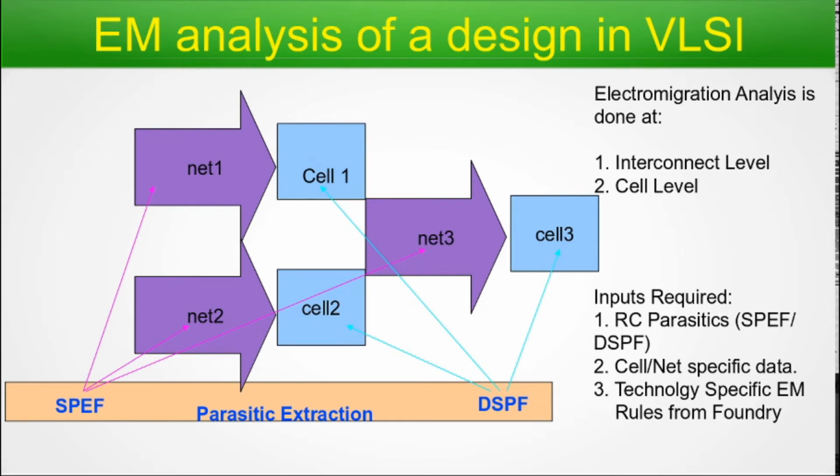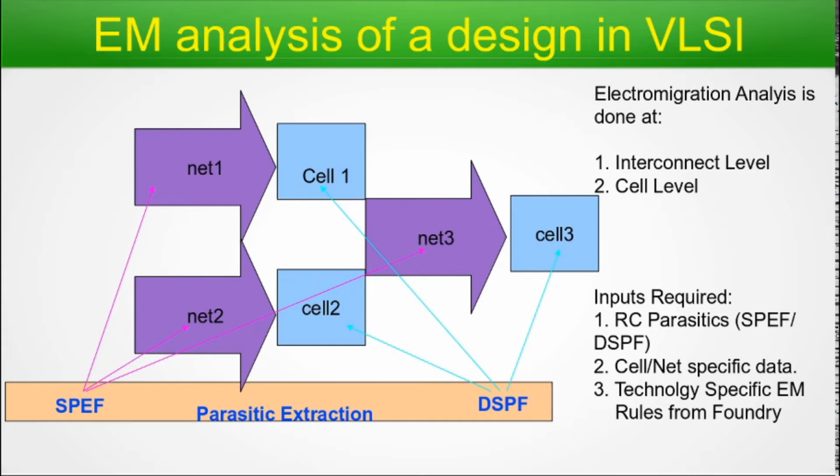Cell specific or net specific data. I will also share what the data is, and technology specific EM rules from the foundry. This third point is very important. This rule gives the capping level after which a metal doesn't show a violation, the current. The RMS current or the peak current, whatever current we are seeing in a net. If this threshold is not crossed, it doesn't show a violation.